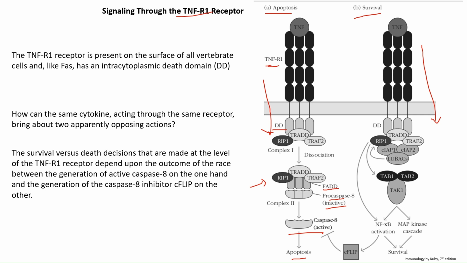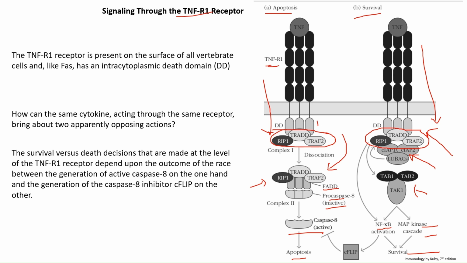And in the other pathway where survival needs to take place, this complex is common in both the cases. What is the difference? For apoptosis, this complex gets dissociated from the cytoplasmic DD domain and is released into the cytoplasm, whereas in the survival pathway they remain attached to the DD domain, and to it various other proteins get attached, which finally activate TAB1, TAB2 and TAK1. This TAK1 can further activate either the NF kappa B pathway or the RAS MAP kinase cascade, leading to the survival of the particular cell.